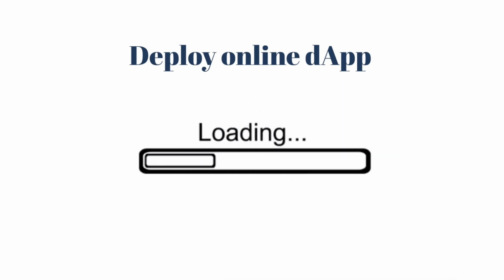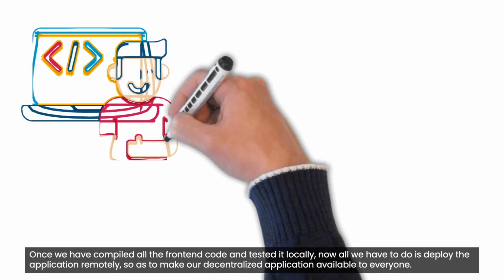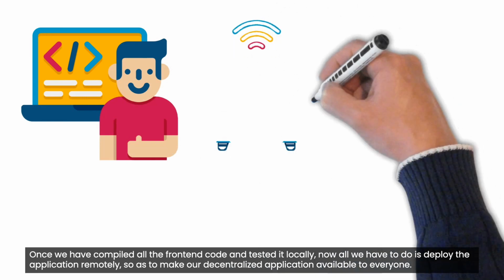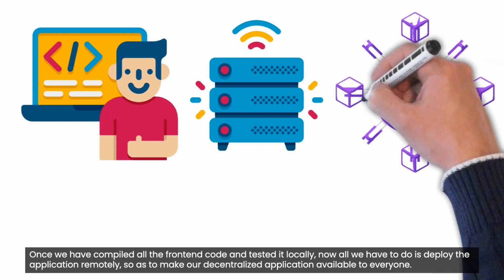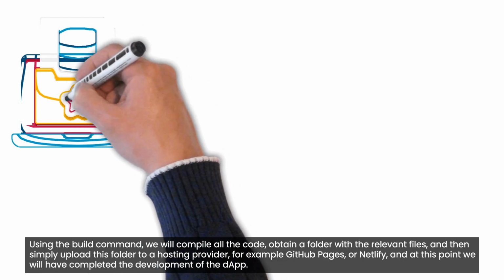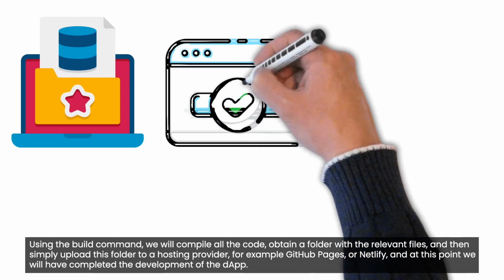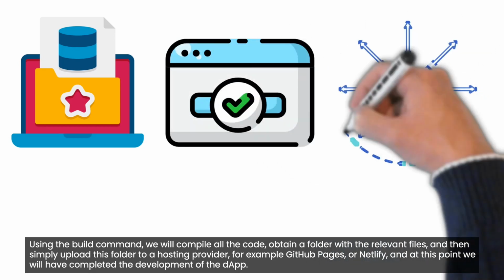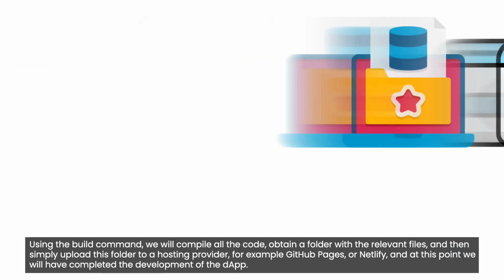Deploy online dApp. Once we have compiled all the front-end code and tested it locally, now all we have to do is deploy the application remotely so as to make our decentralized application available to everyone. Through the build command, we will compile all the code, obtain a folder with the relative files, and then simply upload this folder to a hosting, for example, GitHub Pages or Netlify, and at this point we will have completed the development of the dApp.